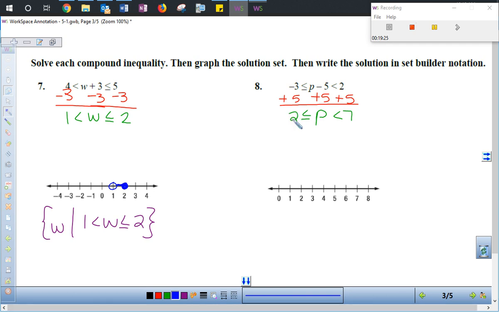I start at 2 with a closed dot, and I end at 7 with an open dot. Then we fill in between. Finally, we write it in set builder notation. So the set of all P's such that, and it's nice and condensed, so we can just bring it straight down. So again, the set of all P's such that P is greater than or equal to 2 and P is less than 7.